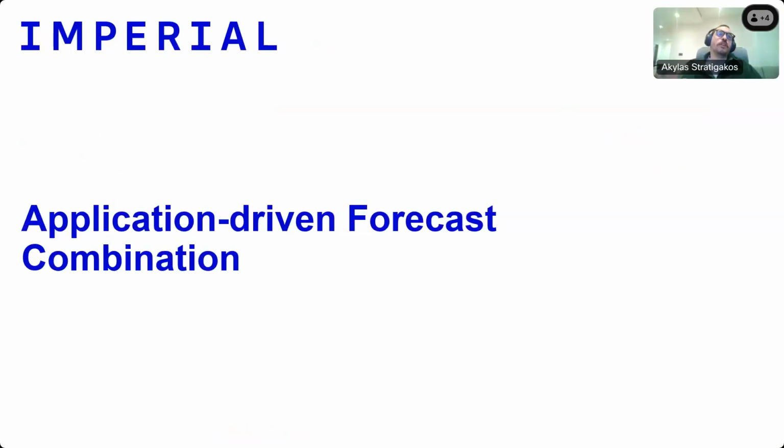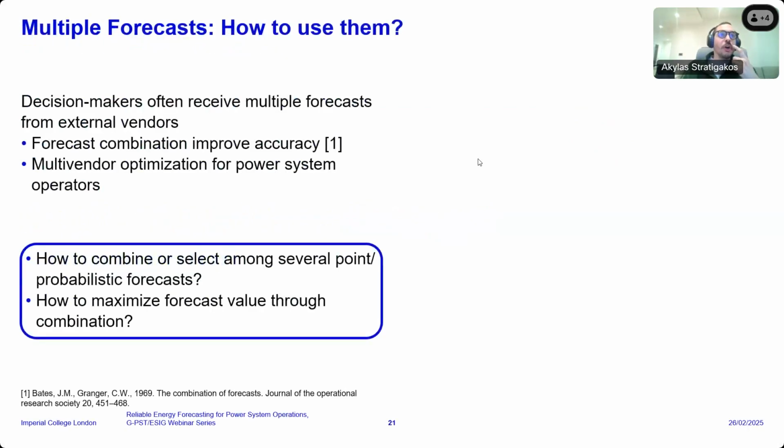In the context of application-driven forecasting, we also have a more niche work, which is application-driven forecast combination. I know this is an interesting topic, forecast combination, for many stakeholders. In many cases, operators do not generate their own forecast. They have external vendors for this. And even since the 60s, it is quite known that getting multiple forecasts that are quite diverse and combining them can lead to much better accuracy.